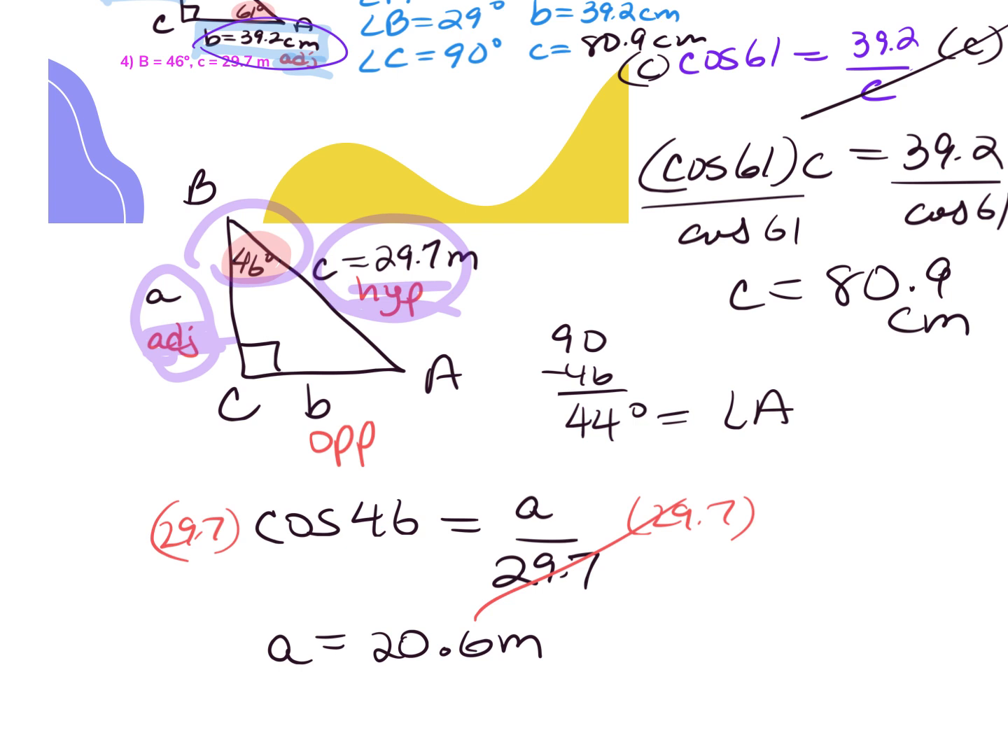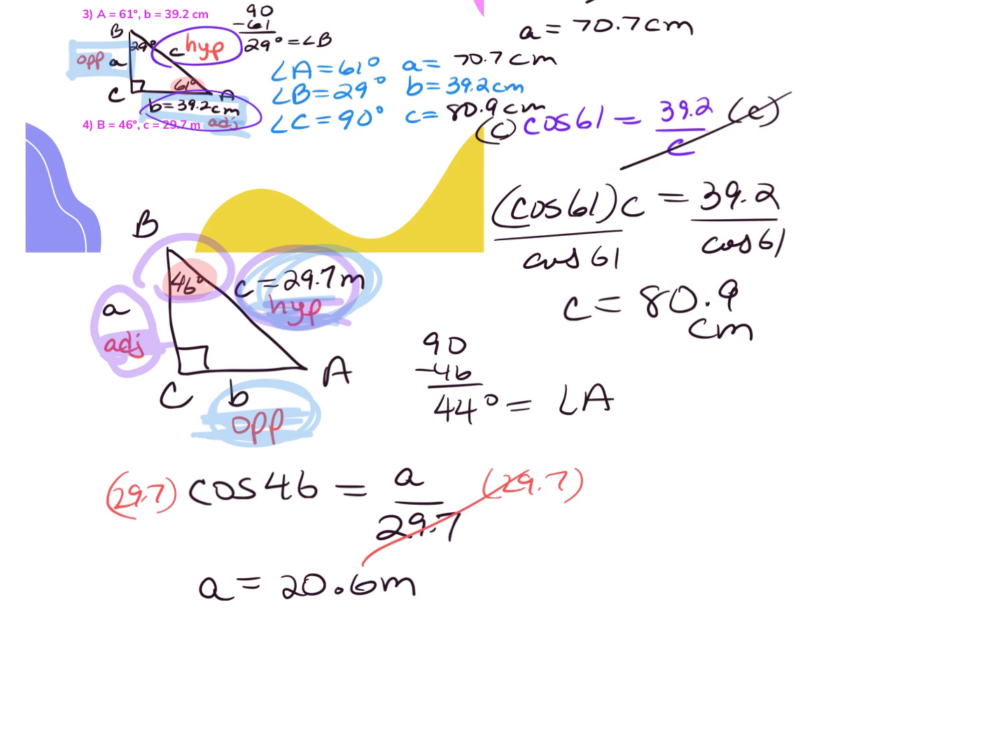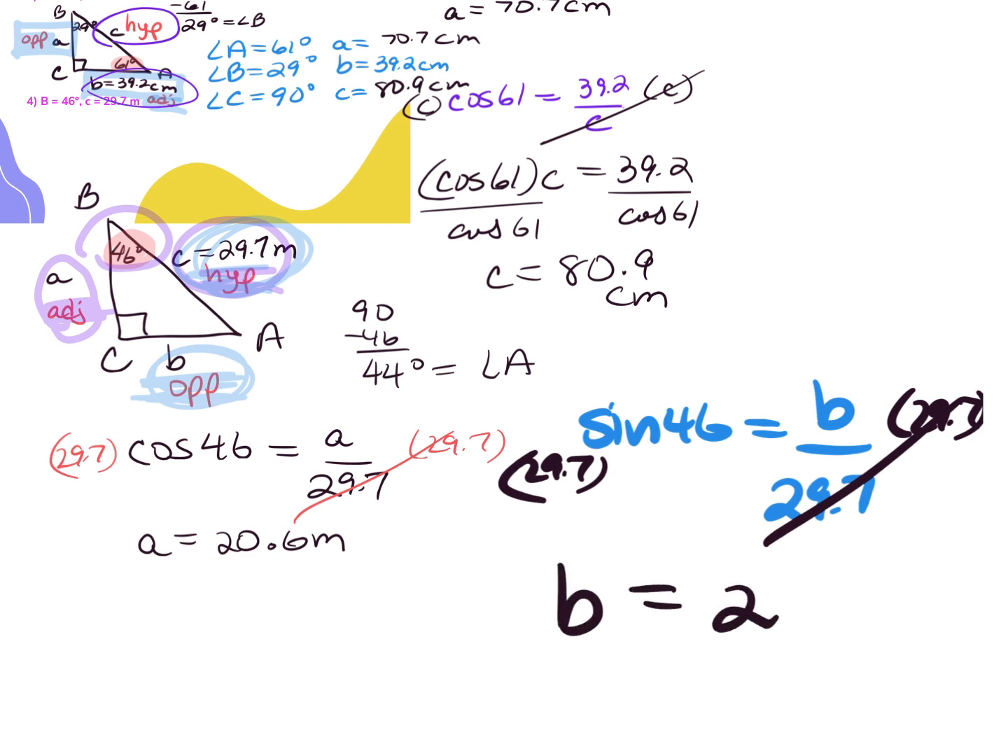And now, to find the opposite side, I'm still using the given, the hypotenuse, so I got to figure out which one's going to use opposite and hypotenuse, and that's going to be sine. So sine of 46 is equal to opposite, which was little b, over 29.7. Variables in the top, so just multiply 29.7 to both sides. Sine of 46 times 29.7, rounded to the tenths place, 21.4. And again, these were meters.